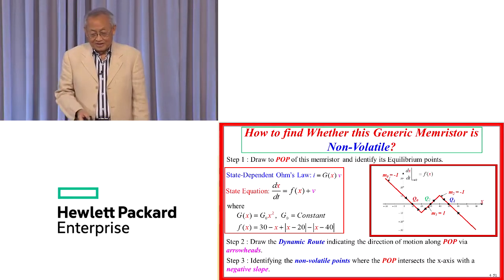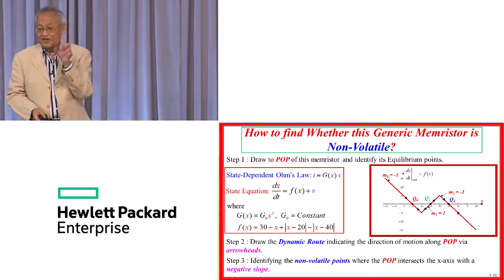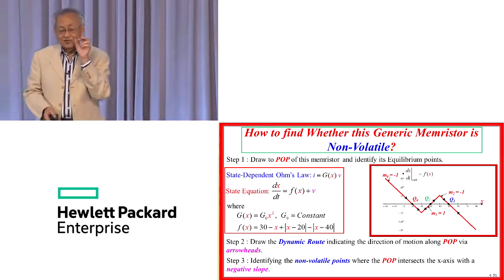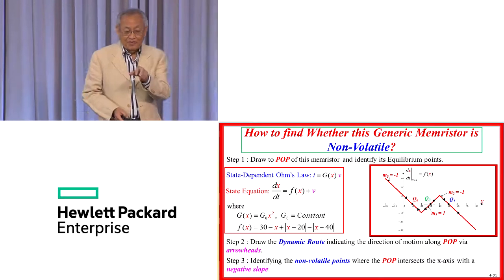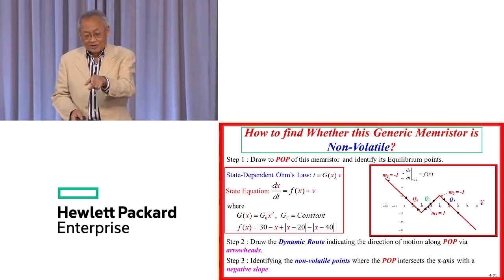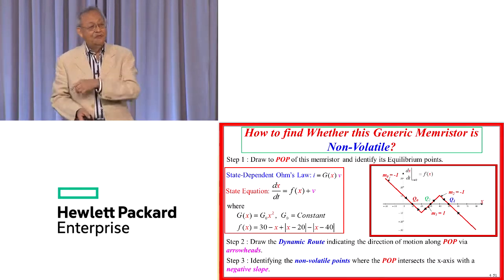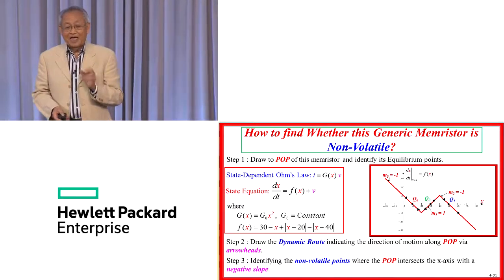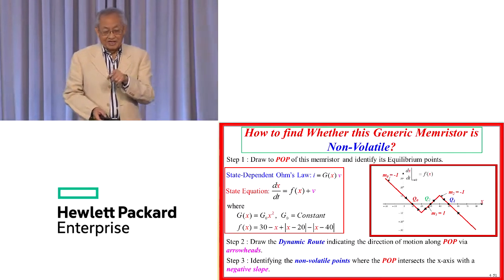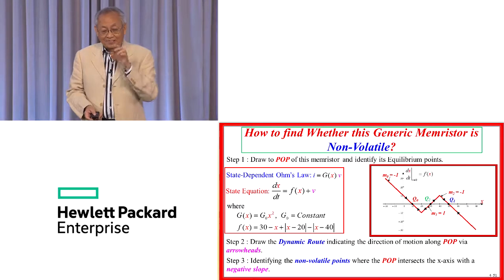Okay. Notice that there are 3 intersections, so it fits the theorem. It has to have at least 2 points. You have 3 points here, but it has to have a negative slope. So Q0 and Q1 are the ones with the negative slope, and those are the stable points. The one in the middle is unstable, and why is that?